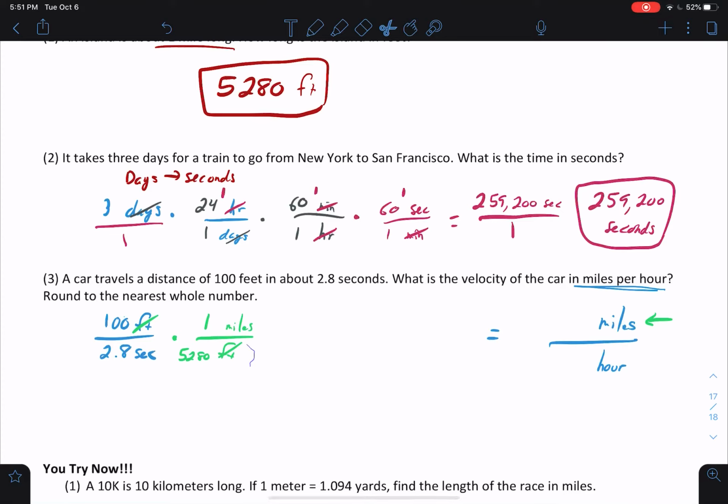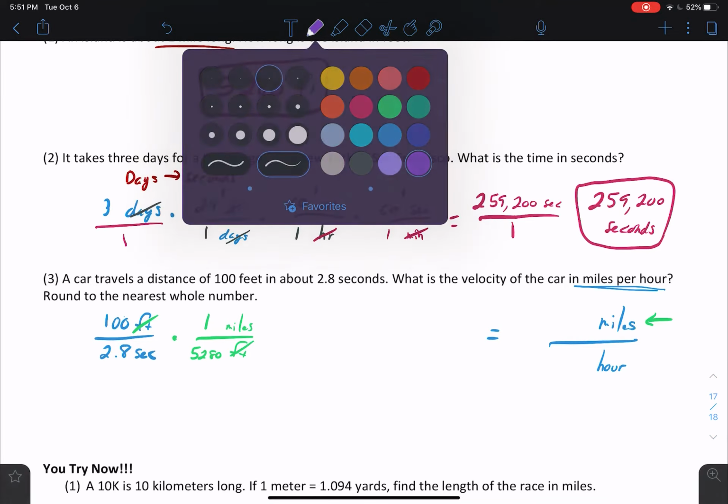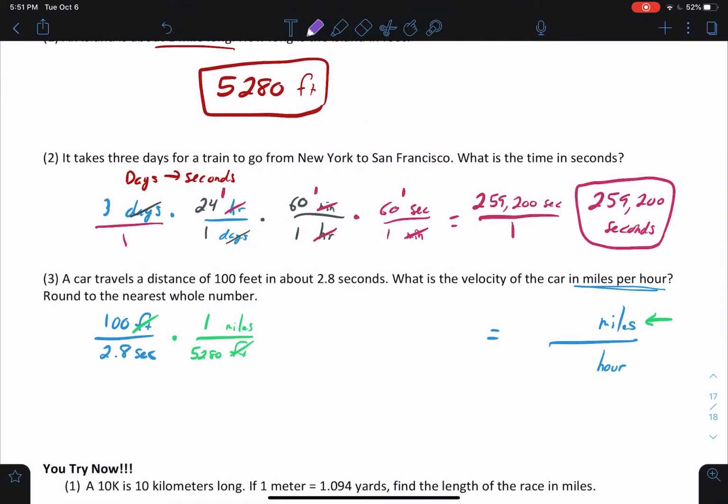Let me move this over just so it's under it a little bit better. Okay, so feet have now been converted to miles. But now I need to convert seconds into hours. Well, I know I can make seconds become minutes. So I'm putting the seconds on top so that they cancel. There are 60 seconds in 1 minute.